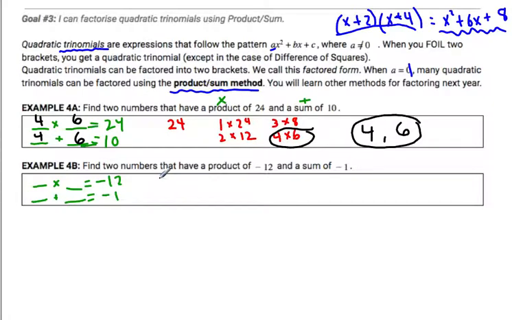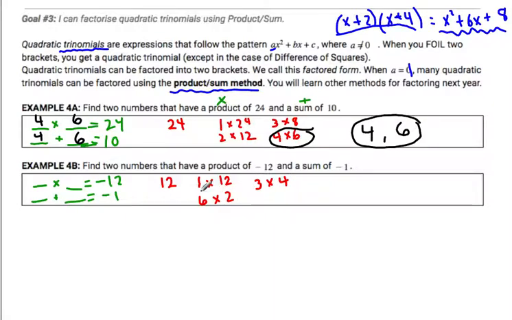So some of you, again, will come up with this right away and have no problem. Some of you will need to make a factor list, and I encourage you to make a list based on positive 12 first and deal with the negative after. So factors of positive 12 are 1 times 12, 6 times 2, and 3 times 4.